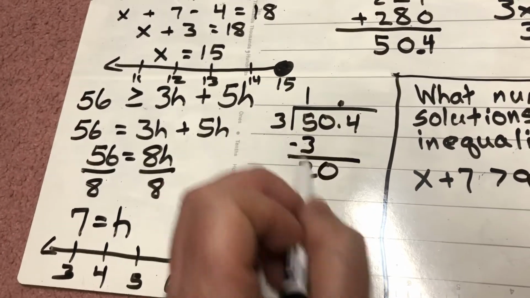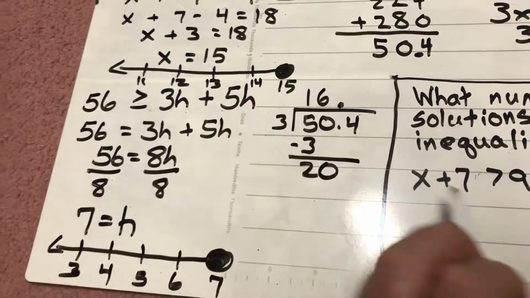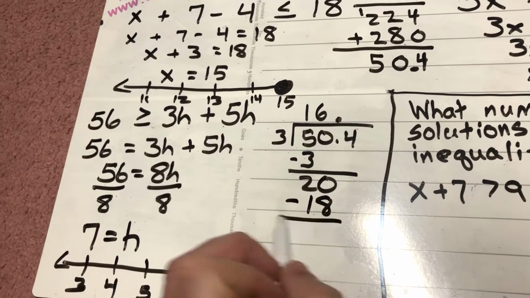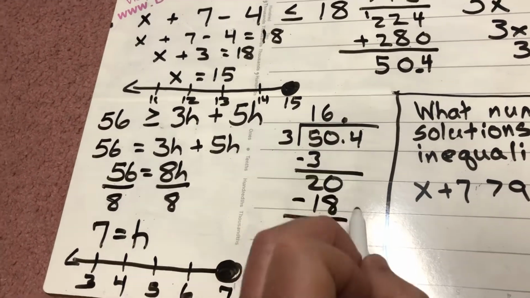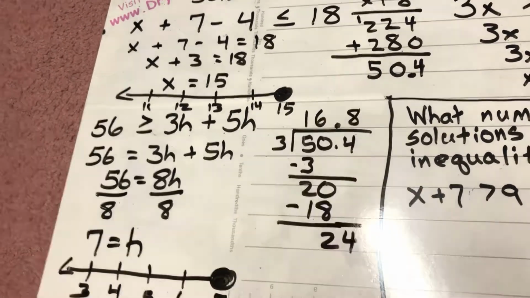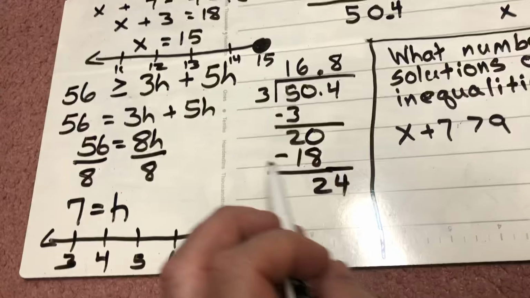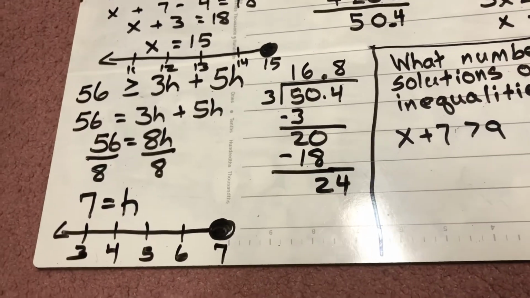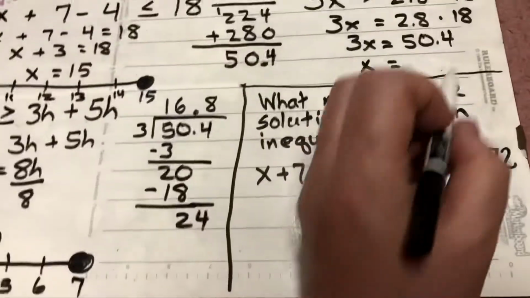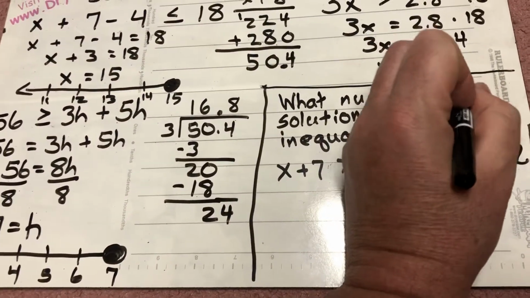Drop the 0. 3 can go into 20 6 times. 6 times 3 is 18. 20 minus 18 is 2. Drop the 4. 3 can go into 24 8 times. 8 times 3 is 24, so I know there's none left over. X equals 16 and 8/10, or 16.8.